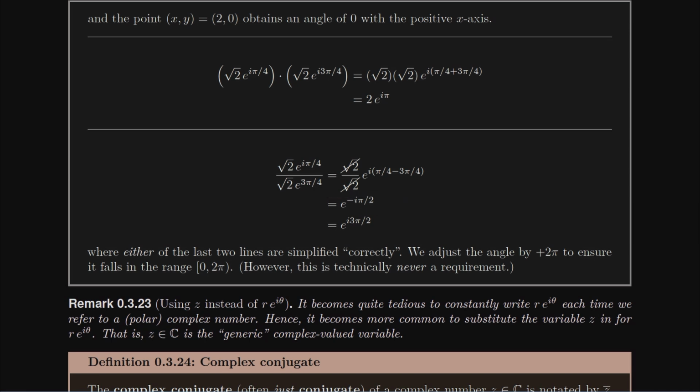Except I personally do like restricting the values of my angles to be 0 to 2 pi. So I'm going to say, well, what is the angle negative pi over 2, that's right over here, right? Negative pi over 2. In terms of a positive angle measurement, that is 3 pi over 2, right? And so I've replaced my pi over 2 with 3 pi over 2.